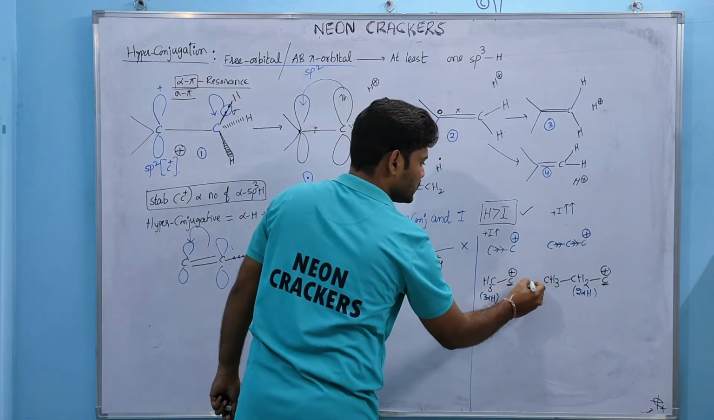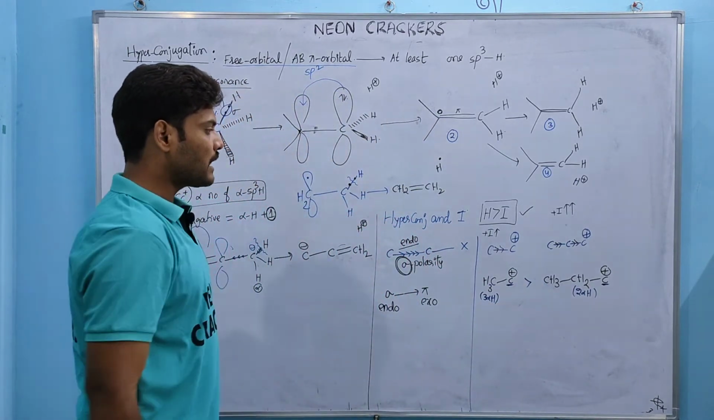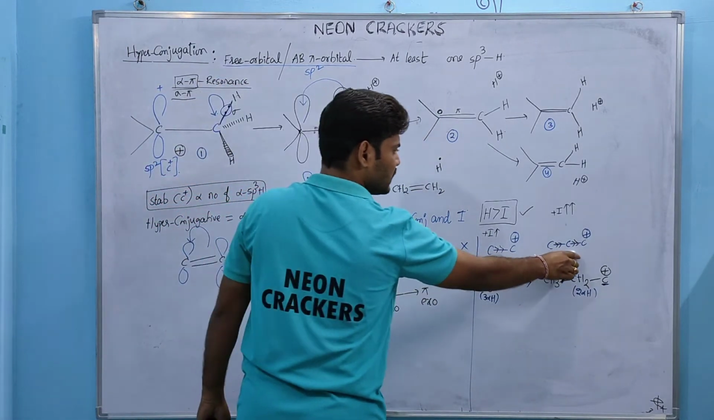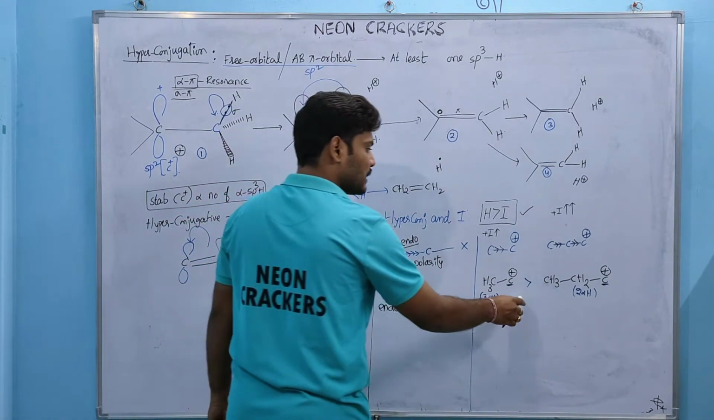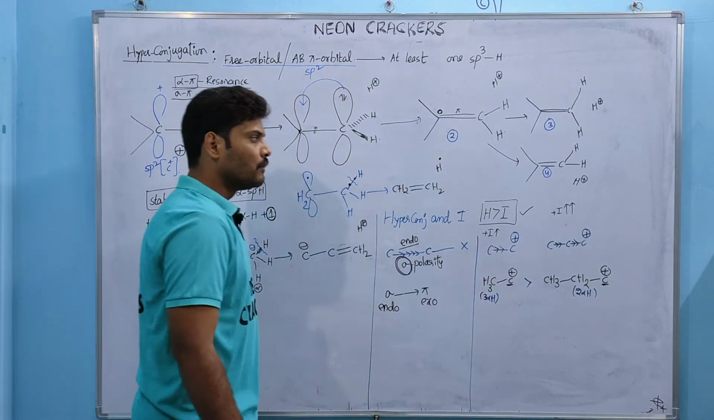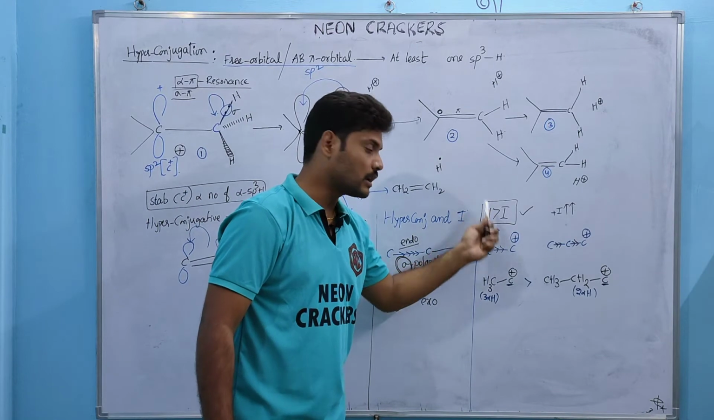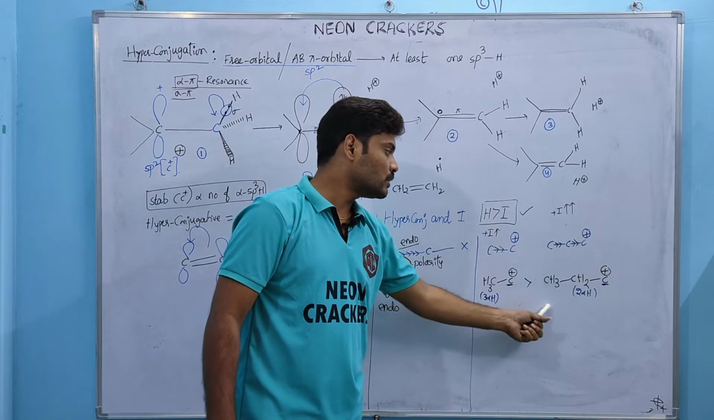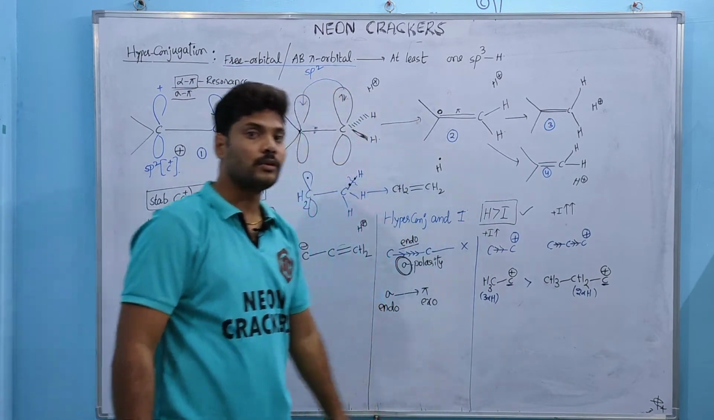3 times stability is more. That's why here, what is the factor? Hyperconjugation. According to inductive, second molecule. But according to hyperconjugation, here first molecule. What do we have to consider? Inductive. According to inductive, the first molecule will be more stable than the second molecule.